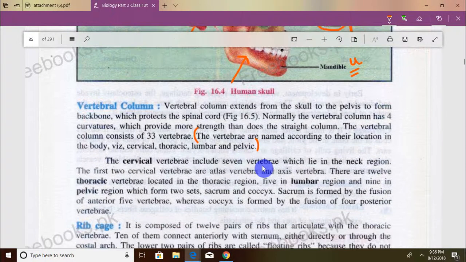So cervical, 7 vertebra lie in the neck region. First 2 are the atlas and the axis. 12 thoracic, 5 lumbar, and 9 pelvic, and they form 2 sets, the sacrum and the coccyx. The sacrum is formed by the fusion of the anterior 5 vertebra, whereas the coccyx is formed by the fusion of the 4 posterior.